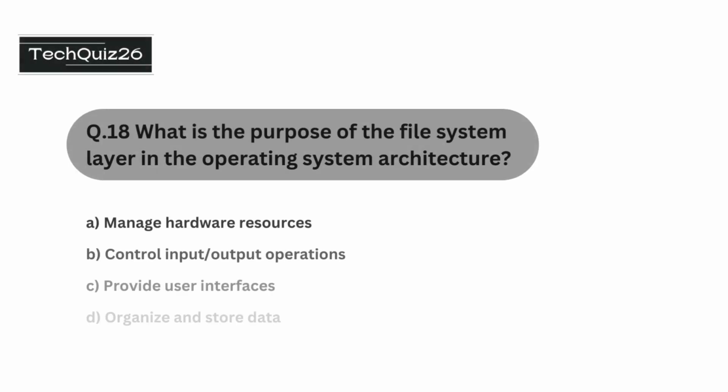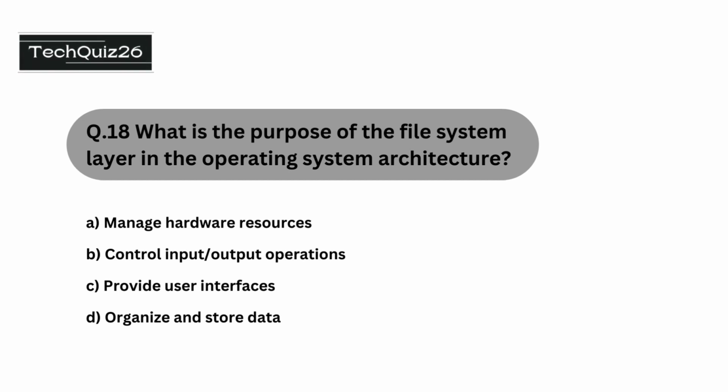Question number 18 is, what is the purpose of the file system layer in the operating system architecture? The options are manage hardware resources, control input-output operations, provide user interfaces, organize and store data. The correct option is organize and store data.